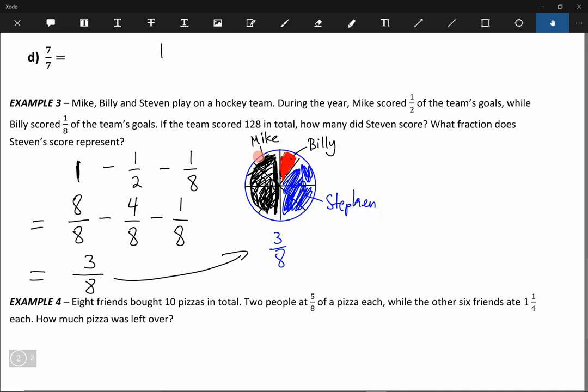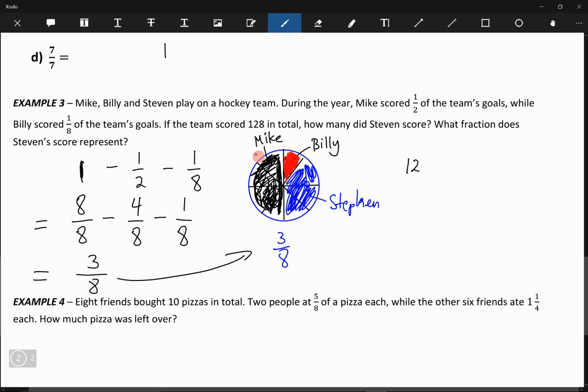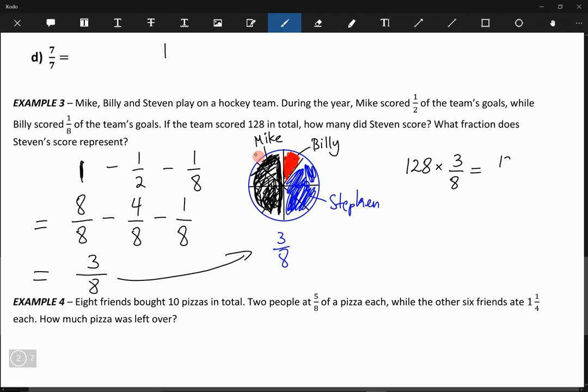Okay, so 3/8 of Stevens' score. That doesn't tell us how many goals. We can find out the number of goals by saying, well, if you have 128 goals, and I multiply by the fraction 3/8, so 3/8 of my 128 goals is the number of goals for Steven. Well, then all I have to do here is just multiply 128 times 3, divide by 8. Okay, and that's going to give me 48 goals. So this is Steven's score.